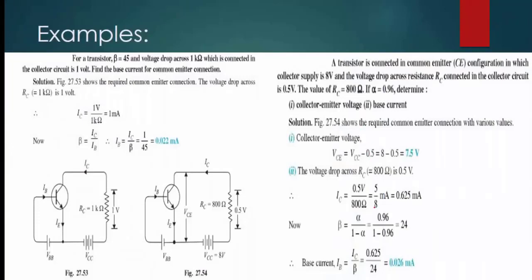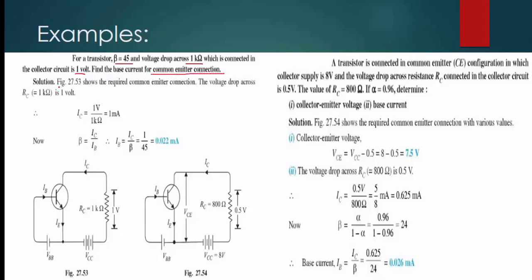So we can solve examples here. For example, we have a transistor with a gain of 45, and the voltage drop across the 1 kilo ohm resistor connected in the collector circuit is 1 volt. Find the base current for common emitter connection.